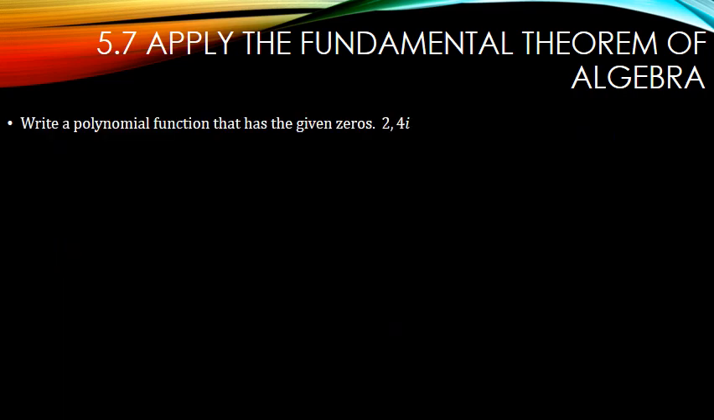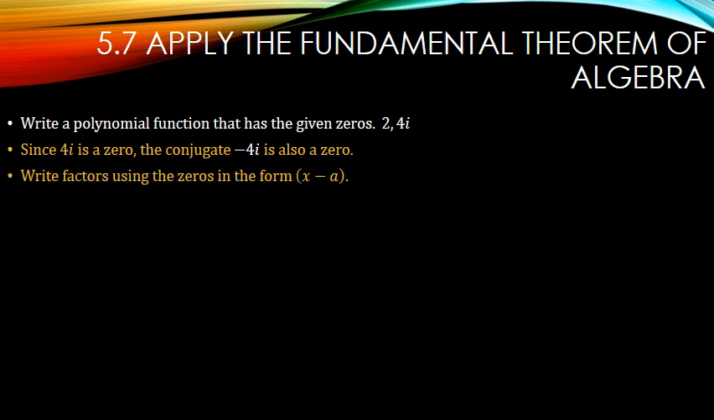All right, let's go backwards. Let's write a polynomial function with the given zeros. And I gave you 2 and 4i. If we recall, we had a complex conjugate theorem that essentially said complex zeros come in pairs. So if 4i is a 0, negative 4i is also a 0. So we have 3 zeros. That means we'll end up with a cubic function.